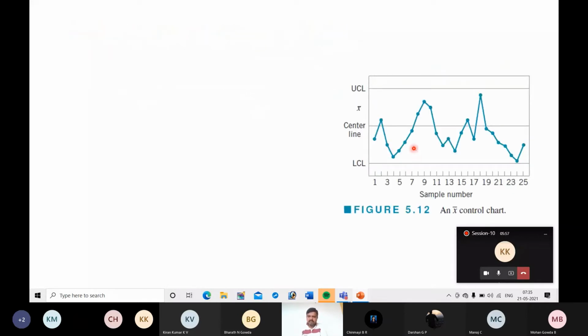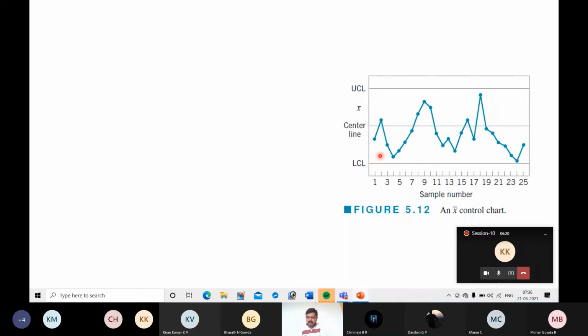So this is the control chart. Here you can see there is an upper control limit, a lower control limit and a center line. The center line is the mean value around which most of the points should lie, or this is the target value. And there are some tolerance limits, that is, the upper control limit and lower control limit.